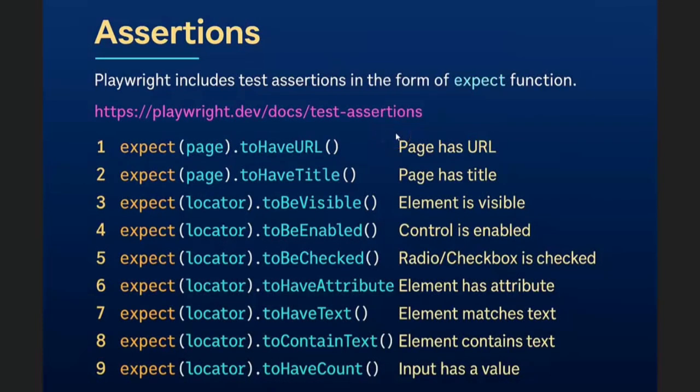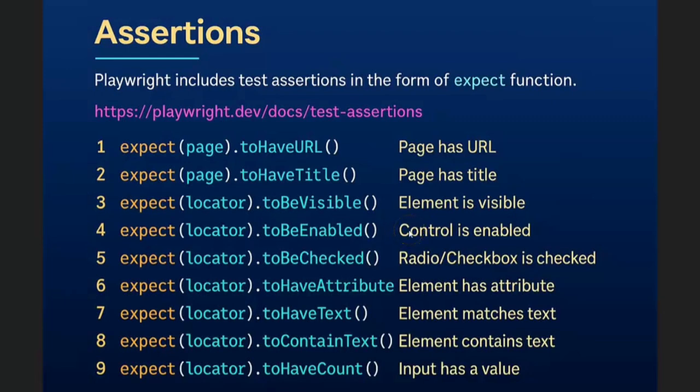I'm Shraddha. In the last video you have seen, I have already explained what is Assertion, why we are using the Assertion in Playwright, and what is the importance of the Assertion. And I have already explained a few assertions: to have URL, to have title, to be visible, to be enabled, to be checked. So these assertions I have already explained in my last video. If you haven't watched my last video or series, please go ahead and watch it.